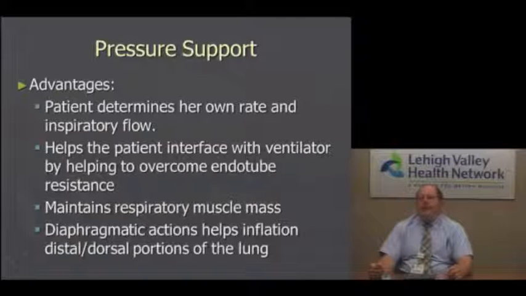All right? And the bottom line with pressure support, the patient can determine their own respiratory rate. They can determine when they want a breath, and they can determine how the breath comes in, fast, slow, in between. As I alluded before, it helps with the interfacing of the ventilator by overcoming endotracheal tube resistance. Because the patient's using their diaphragm and their respiratory muscles, it helps develop respiratory muscle mass and helps prevent respiratory muscle atrophy. And this is hugely important.